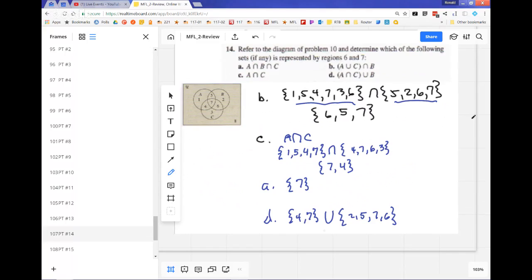You get 2, 4, 5, 6, 7. So it looks like none of them is correct, huh? Yes. Okay. Is that what the book said?